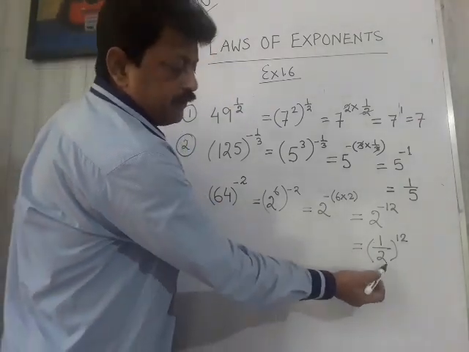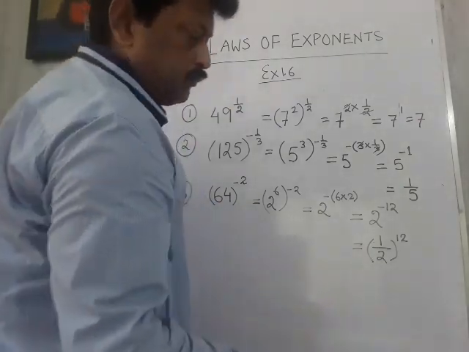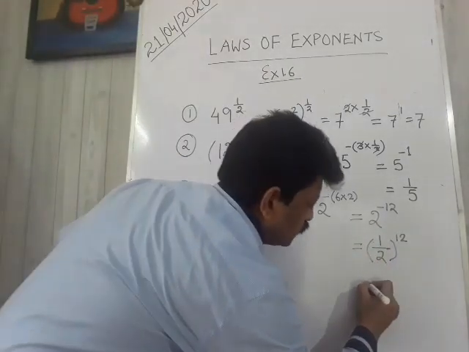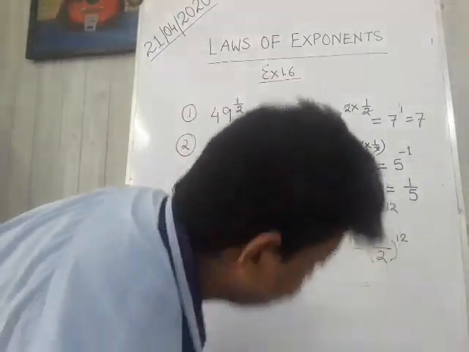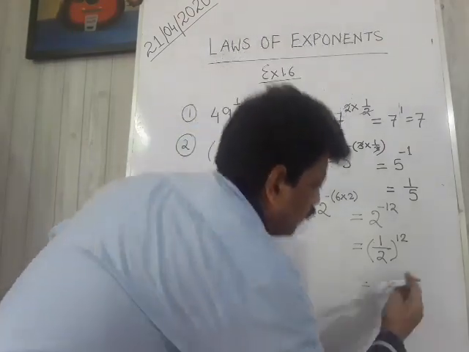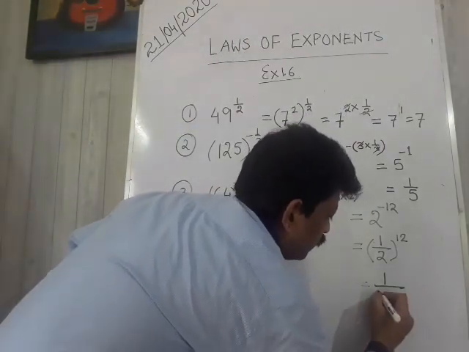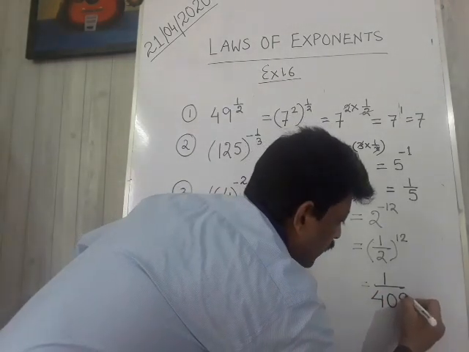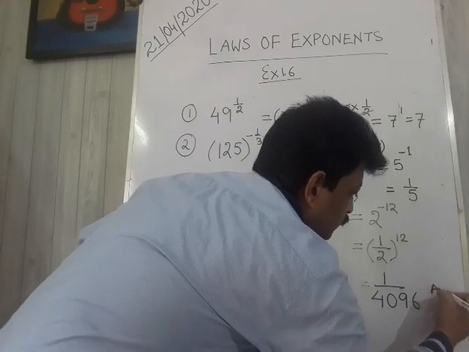Now we can simplify this also. It will be 1024, 2048, 4096. So I can write this as 1/4096, the answer.